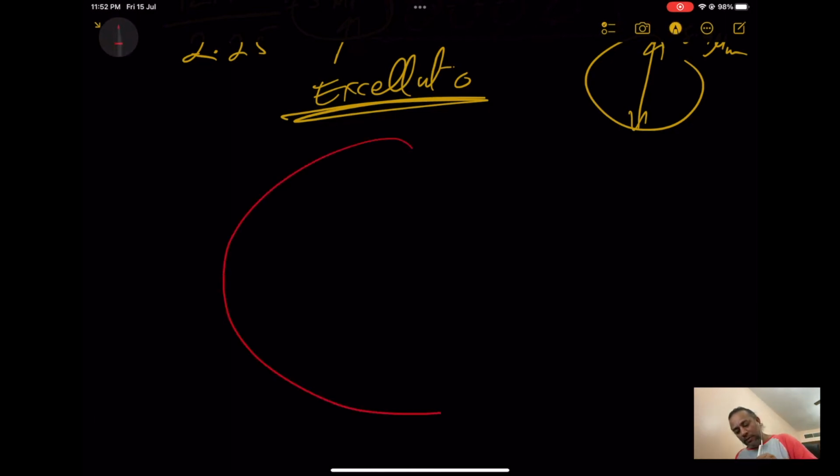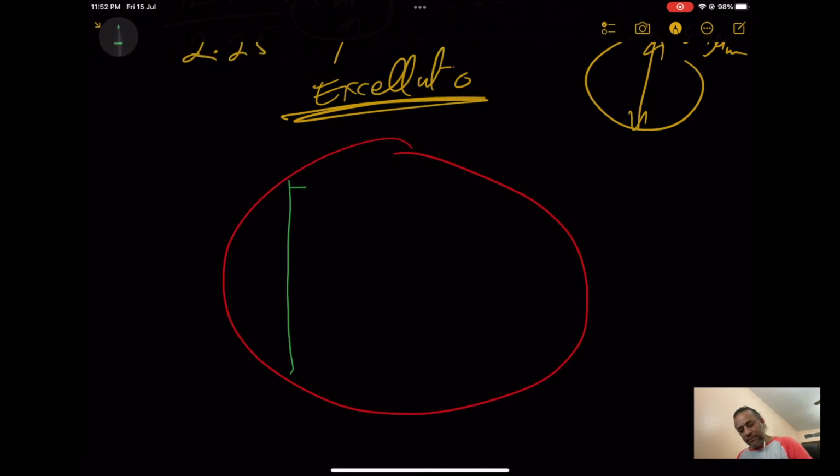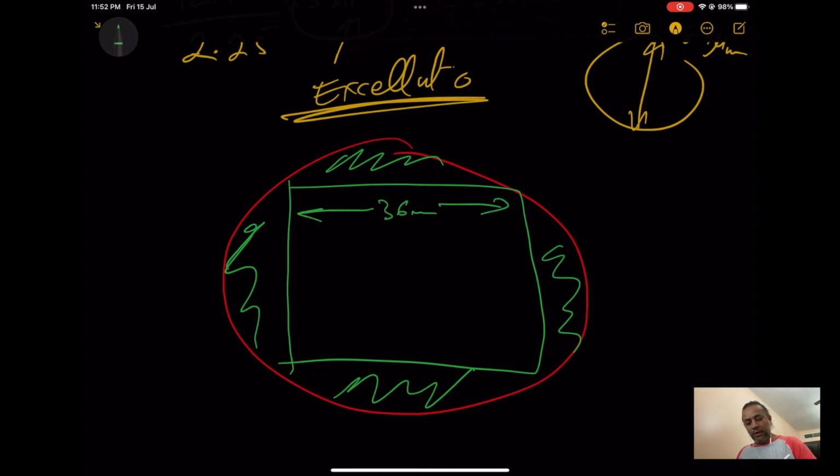So a full frame lens projected the light like this. The sensor which you are going to get is like this, full frame. So these lights are basically rejected. This is all rejected. Alright. So you are getting 36 millimeter by 24 millimeter, which is full frame.